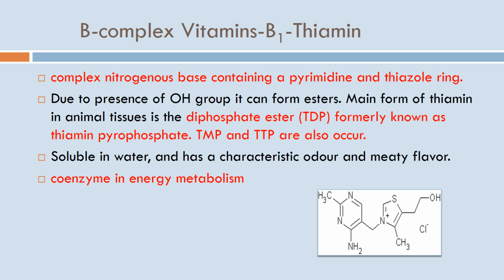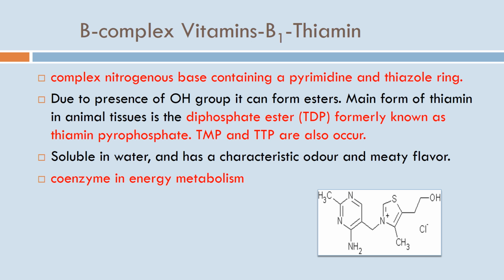The first one under this B complex group is vitamin B1, also known as thiamine. It's a complex nitrogenous base containing a pyrimidine and thiazole ring. Due to the presence of a hydroxyl group, it can form esters. The main form of thiamine in animal tissue is the diphosphate ester, known as thiamine diphosphate or thiamine pyrophosphate. Thiamine monophosphate and thiamine triphosphate are also present. This vitamin is soluble in water and has a characteristic odor and meaty flavor.